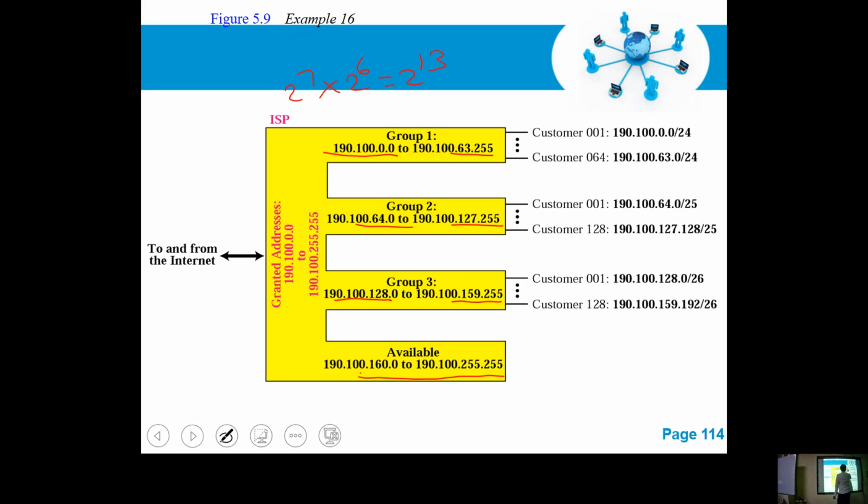And again, when I consider an individual customer, we said we need 256 addresses. So it starts from here, ends at 0.255, then 1.0, 1.255, like that. The last group has this starting address. Similarly, we can consider individual blocks. So like that, an ISP will be granting different IP addresses.